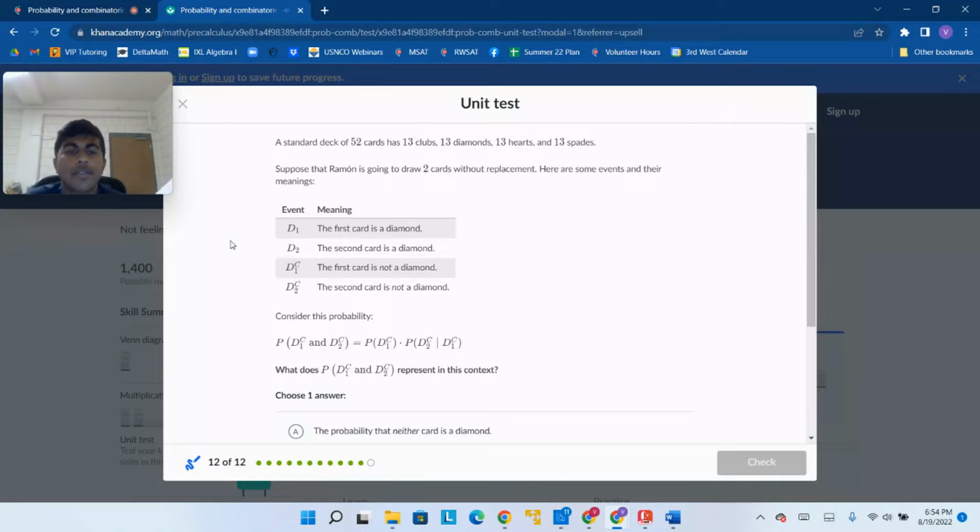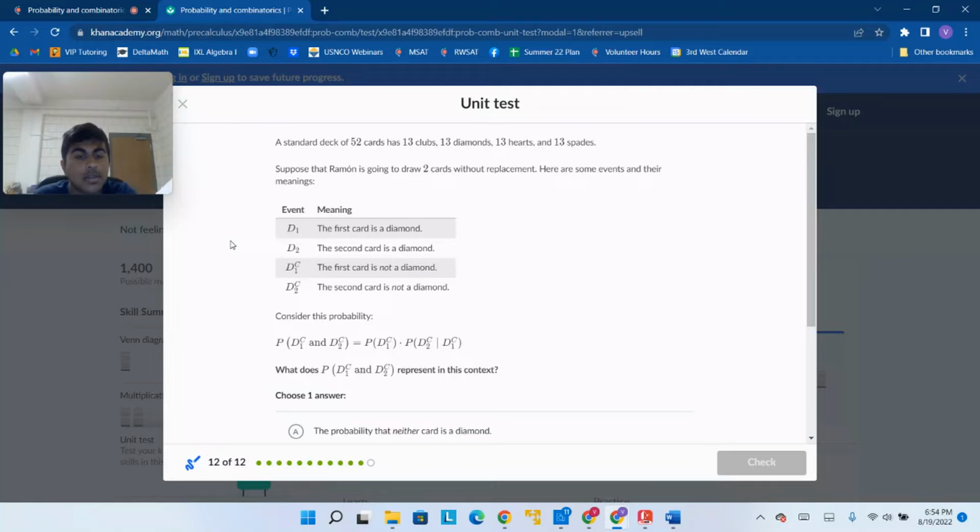A standard deck of 52 cards has 13 clubs, 13 diamonds, 13 hearts, and 13 spades. Suppose that Ramon is going to draw 2 cards without replacement. Here are some events and their meanings: D1, D2, D1C, D2C. The first card is a diamond, the second card is a diamond, the first card is not a diamond, the second card is not a diamond.